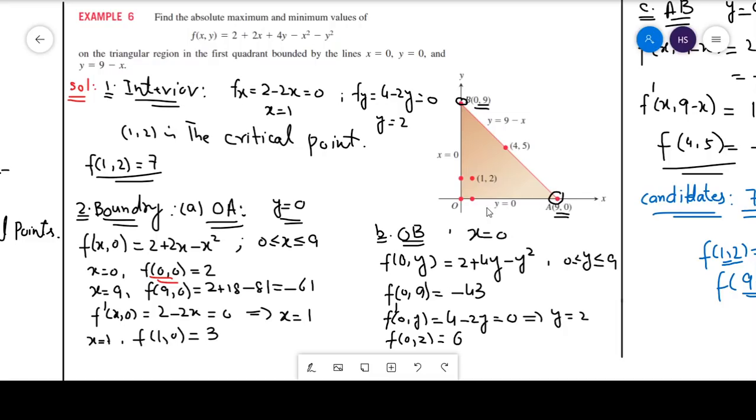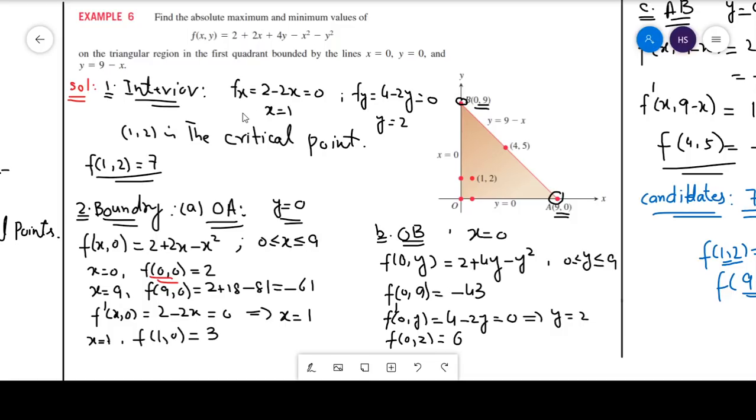On OA, y is 0 because this is the x-axis. On OB, x is 0 because this is the y-axis, and this is the line y is equal to 9 minus x. So first we check the interior. Step one, check the interior. How do we do it? Calculate the two partial derivatives.